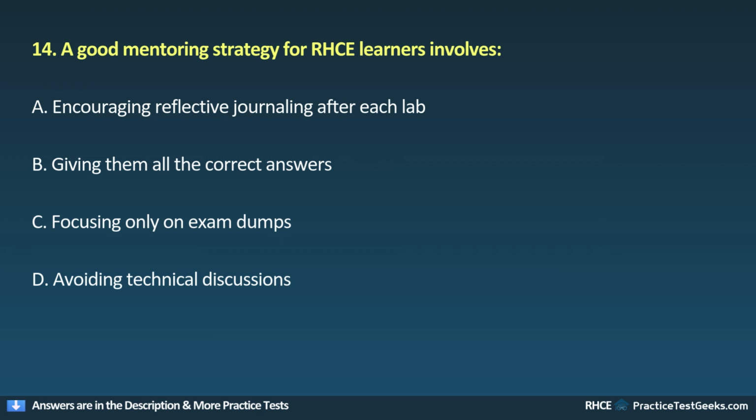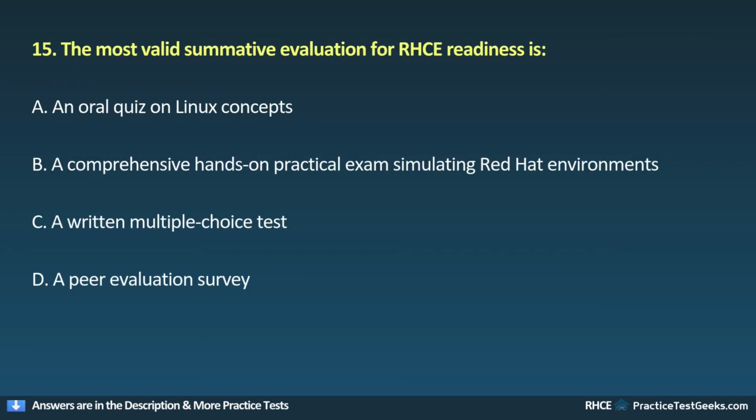14. A good mentoring strategy for RHCE learners involves A. Encouraging reflective journaling after each lab. B. Giving them all the correct answers. C. Focusing only on exam dumps. D. Avoiding technical discussions.